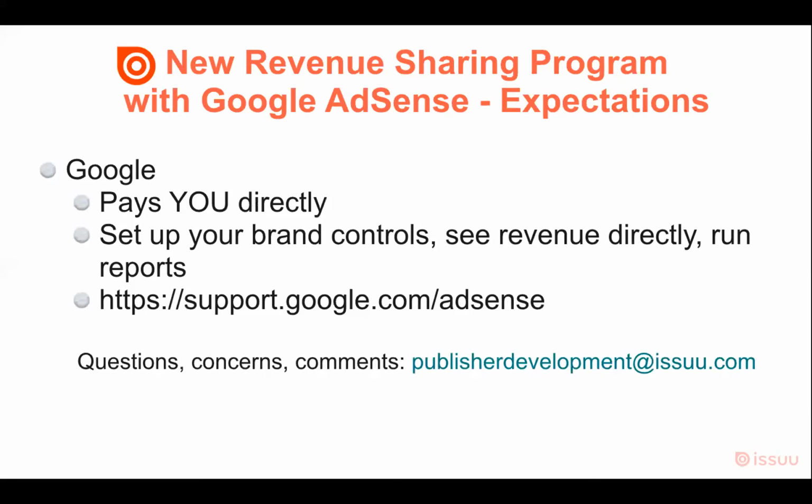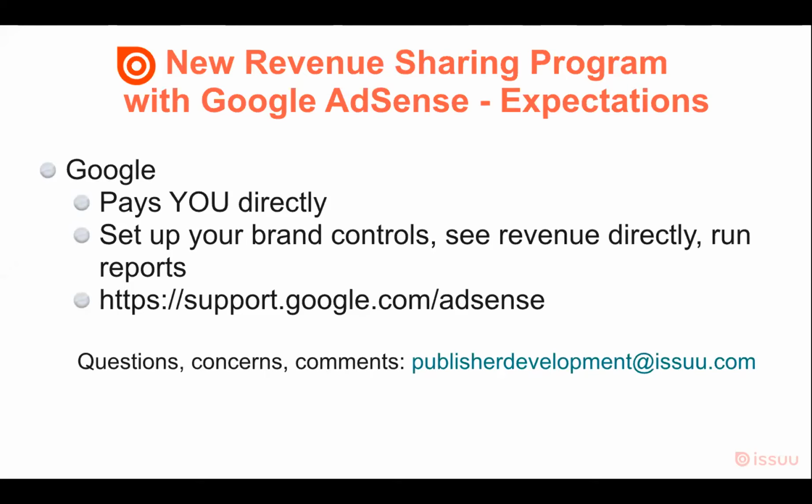What you can expect from Google. Google will be paying you, the publisher, directly, and you can find supported payment methods right here on that link below on that third bullet point. Throughout the sign-up process, you'll be asked for your payment and tax information. And do note, Issuu will never ask you for this information, and Issuu will never ask you for your account password.